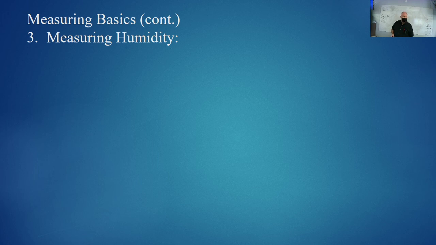We're still talking about the measuring basics. Today we're talking about number 3, the measuring of humidity. We're on page 10. Last Friday's homework was activity 9B. If you haven't finished that, get that in by 3 o'clock and you won't get a 0.